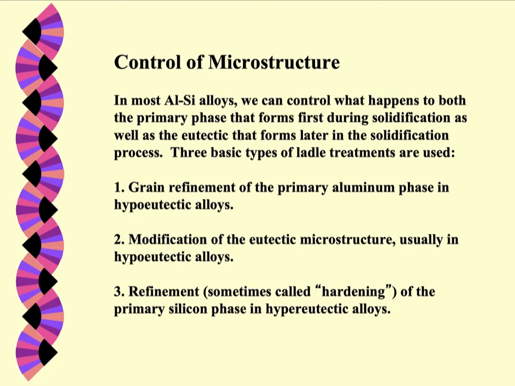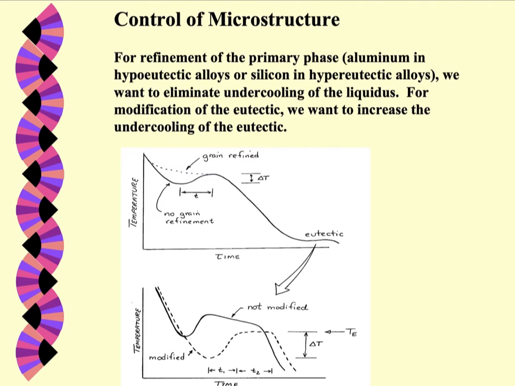If we're making jet airplane parts or something like that, we've got to get the thing as strong as possible. So we might do something called grain refinement. Okay, we might do something called modification, and then if we have a high silicon alloy, you might do something called hardening or refinement. This is really pretty tricky, this part right here, okay? But essentially what we're doing is, let's think of it this way.